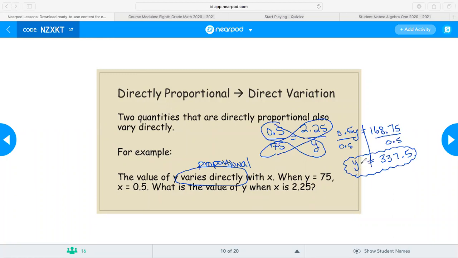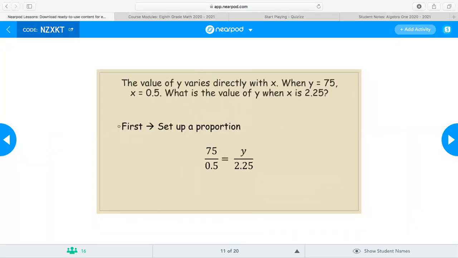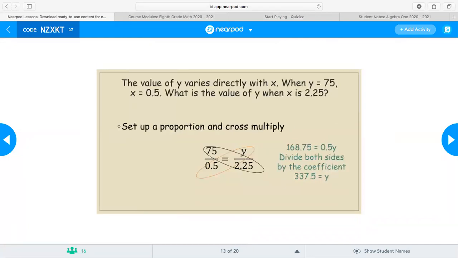Okay, I hope this is making sense. All right, are there any questions? Okay, so what we're gonna do is we have word problems to look at and then we're done. Oh my gosh, that was fast. So this is just showing me setting up the proportion, cross multiplying, and then solving.